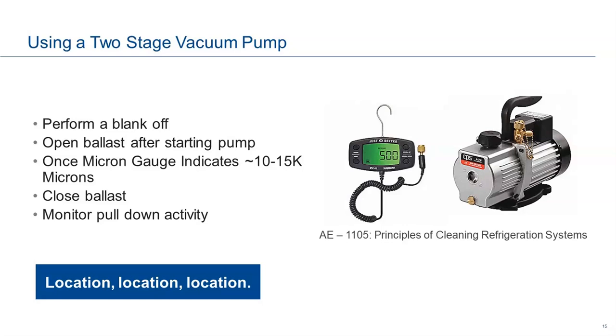Now, when you go to pump down, remember, if you have your Micron gauges sitting right next to your vacuum pump and you pull it down to 500 microns and say, that's good, I'm there, you're going to be fooling yourself, because at the end of that system near the evaporator, especially if it's a really long line set, it's not going to be 500 microns. So location, location, location is going to be important.